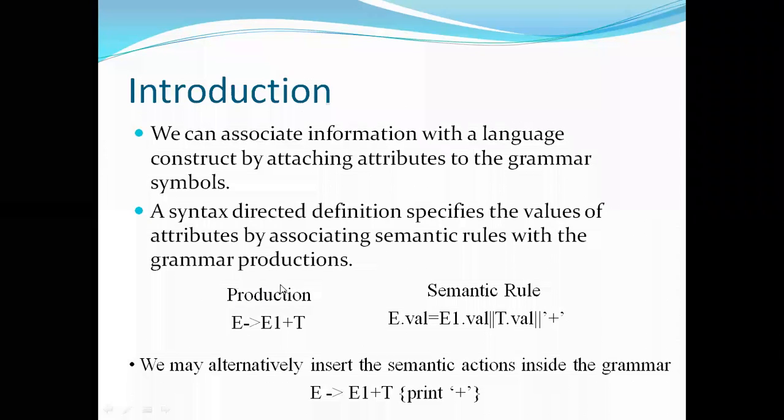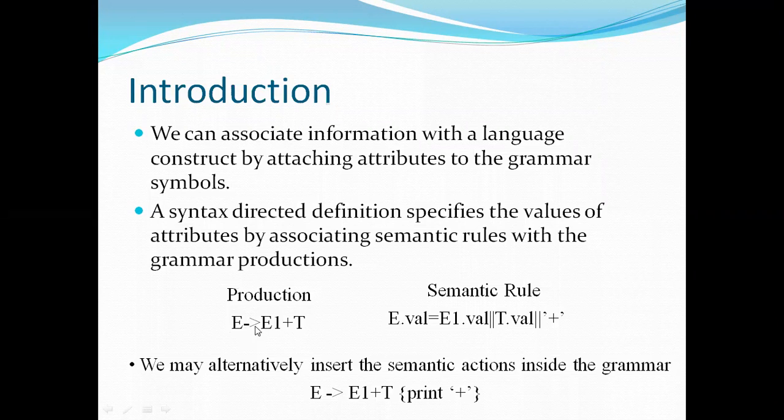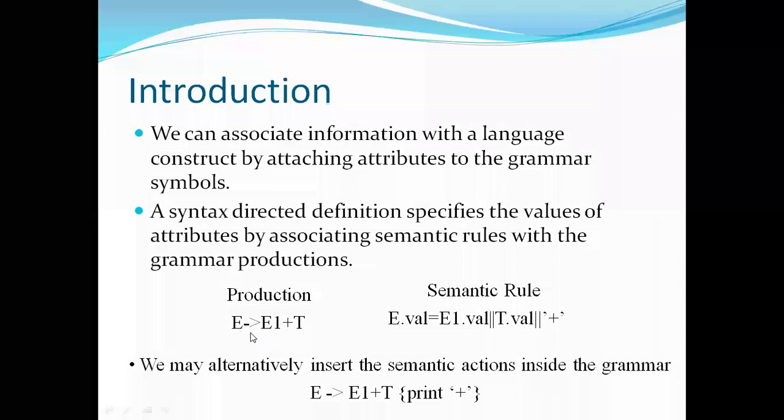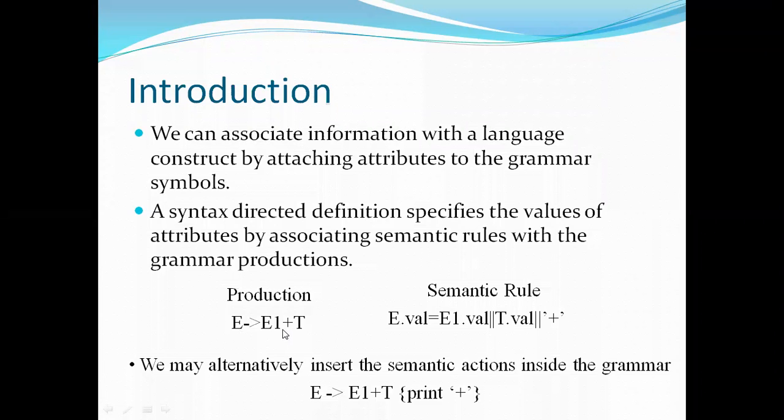For example, let us consider this production: E produces E plus T. Here we are specifying the difference between the two E's. Both E are the same, but we write E produces E1 plus T, so that we can differentiate the two. The semantic rule for this production is E dot value equals E1 dot value plus T dot value.